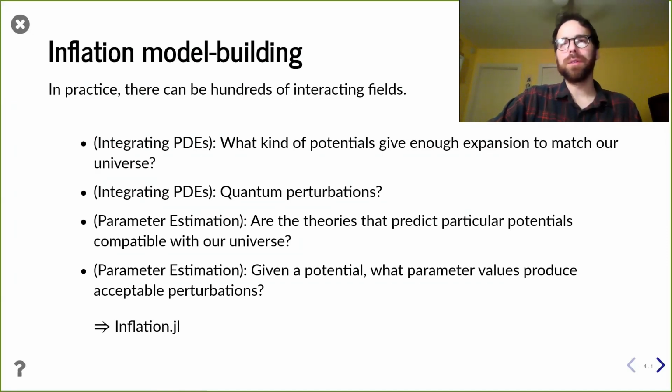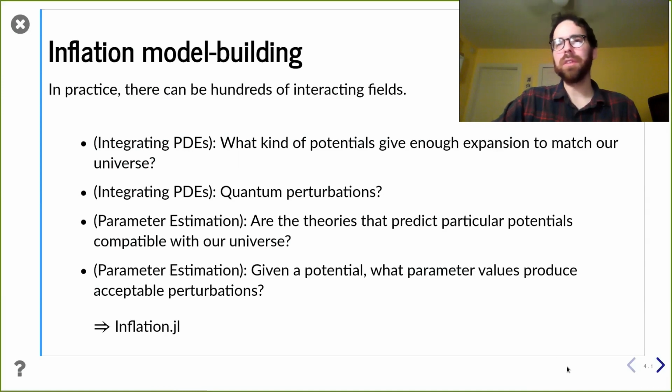So for the kinds of models my collaborators and I have been studying, there can be hundreds of interacting fields, not just one. It can be quite a few that participate in inflation. And in that scenario, we want to know, what are the constraints we can put on it? What kind of potentials work? Do they predict the right quantum perturbations for our universe? And you can essentially reduce all the interesting questions into either solving ordinary differential equations or parameter estimation. So you're either constraining the parameters in a potential, or you're finding a new potential and solving. So that's why I started working on Inflation.jl.